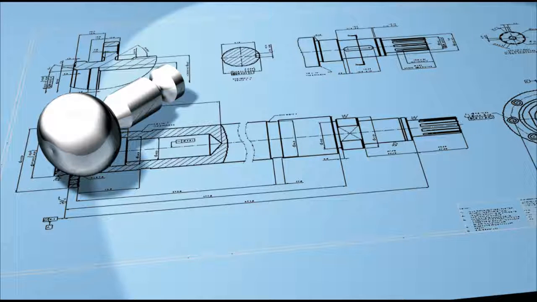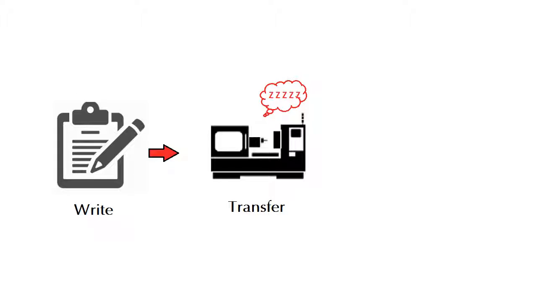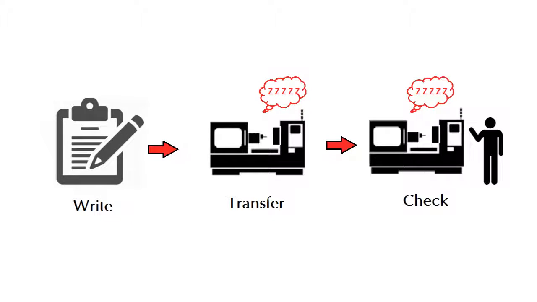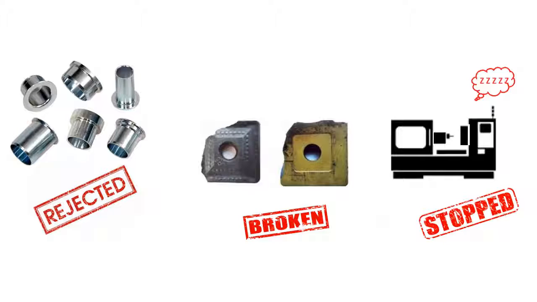Here's how you probably write and run a manually written program. You write the program on paper, then transfer the program to the machine. You then keep the machine idle while you check the program in dry run mode, then cut in single block mode. Typically, one or two parts are rejected in this trial cutting because of program errors.